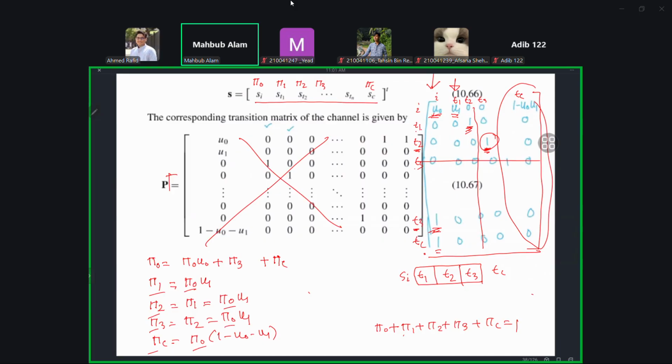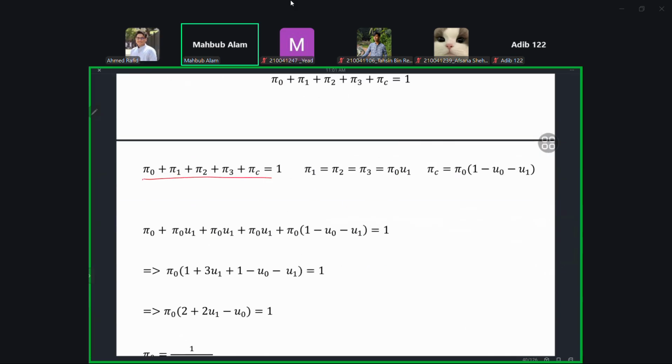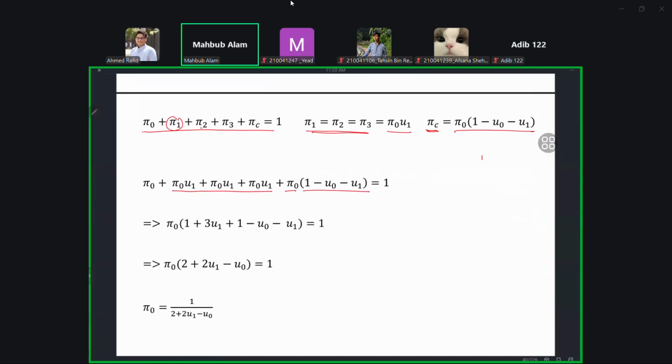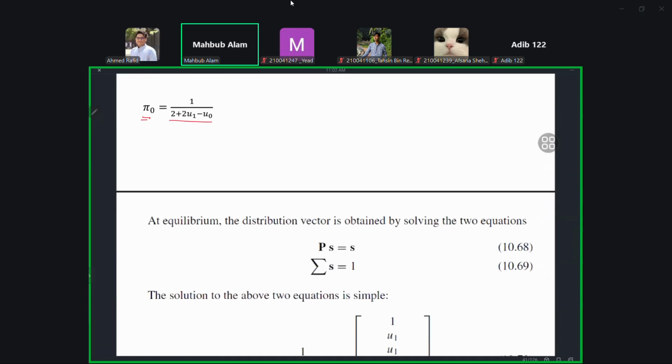So if we put the values of pi 1, pi 2, pi 3, and pi c in this equation, then we will get the value of pi naught. This is the normalization equation. We know pi 1, pi 2, pi 3 are equal to pi naught u1 and pi c is equal to this one. So we can put the values of pi 1, pi 2, pi 3 from here, all replaced by pi naught u1, and pi c replaced by pi naught times this one. Solving this equation will result in pi naught equal to 1 over 2 plus 2 u1 minus u naught. A similar result is found in the text.